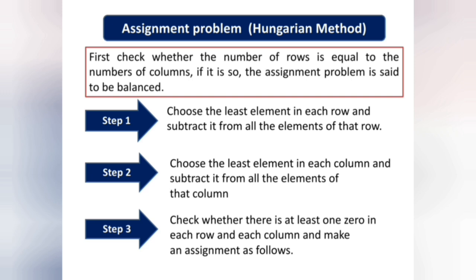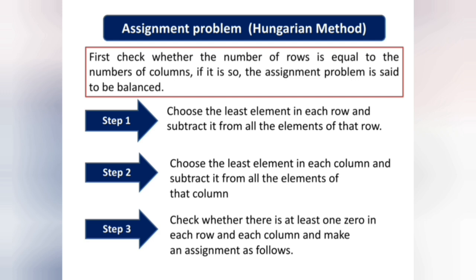Here the procedure of the Hungarian method is: first, from the given table, check whether the number of rows and columns are equal. If so, the assignment problem is balanced. Otherwise, it is an unbalanced problem. For step 1, choose the least element in each row and subtract that element from all the elements of that row. For step 2, choose the least element in each column and subtract it from all the elements of that column.